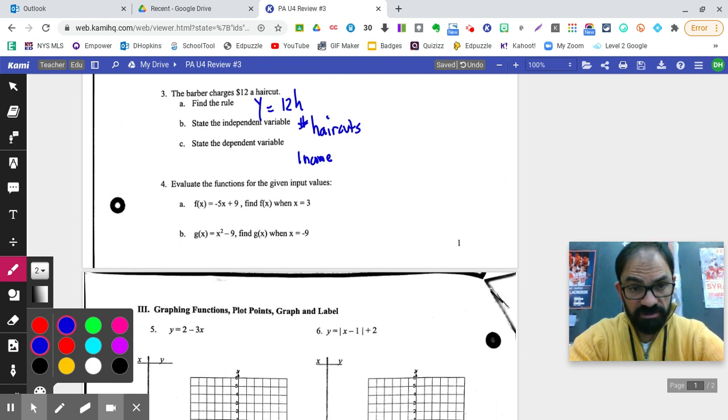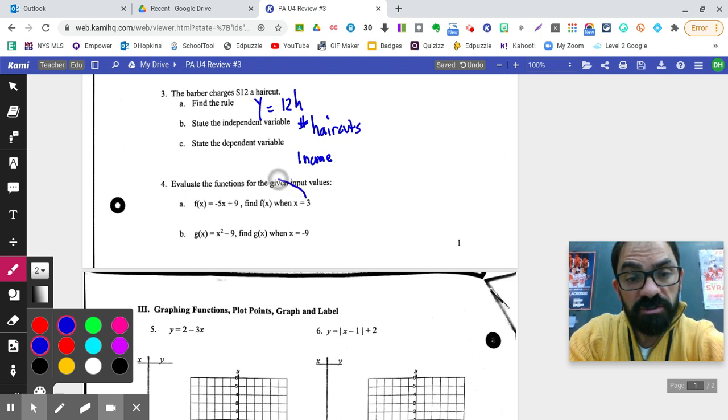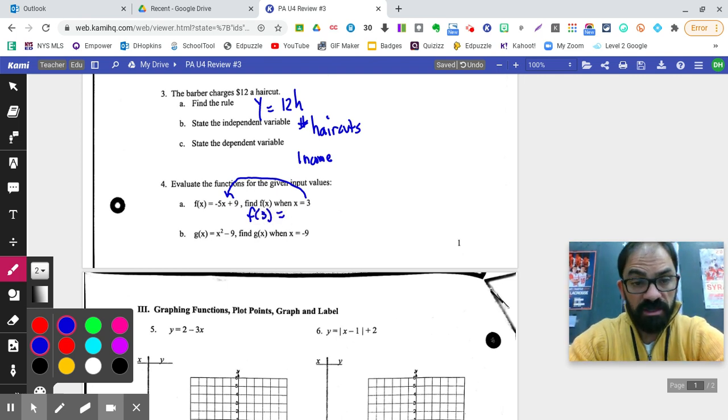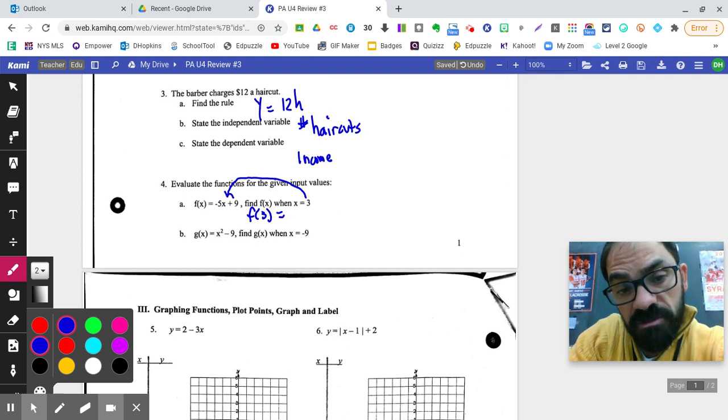Evaluating functions. So f of x equals -5x plus 9. Find f of x when x equals 3. All I'm doing is substituting in 3 wherever I see an x. So f of 3 equals, well, negative 5 times 3 is negative 15. Negative 15 plus 9 is negative 6.